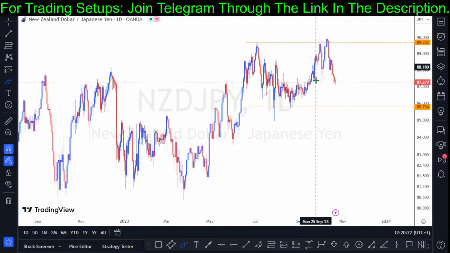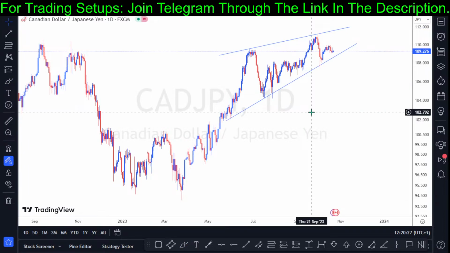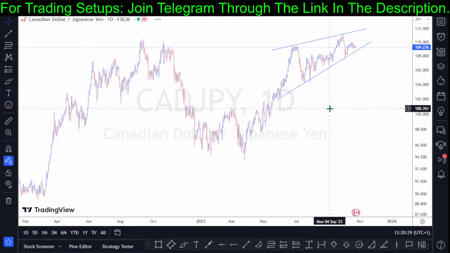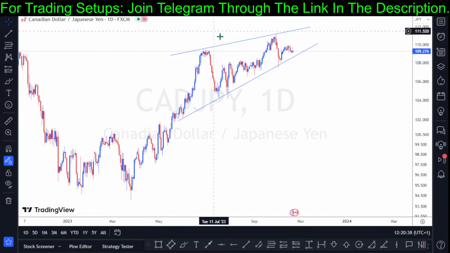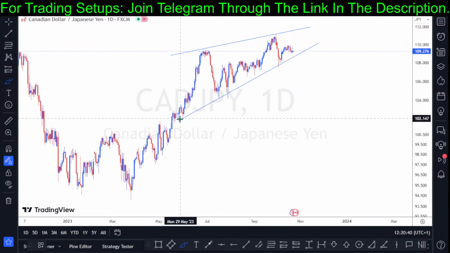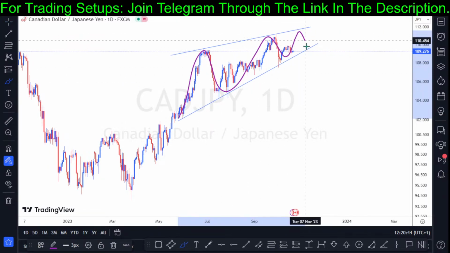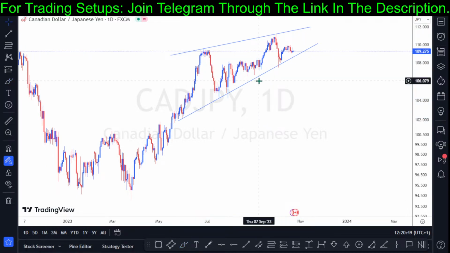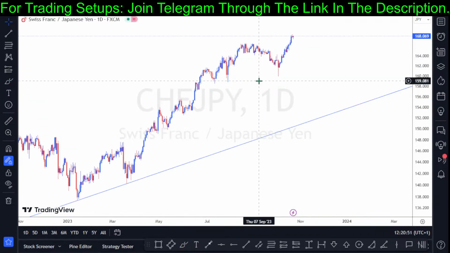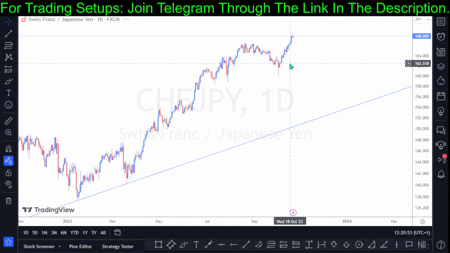So let's move to the other asset. We have the Canadian Japanese yen, and I have the Canadian Japanese yen on my watch list as well. I am looking out for a trade opportunity on this asset this week. We have a rising narrow wedge. You can see the transformation right from the swing right here all the way up. Let's see how price is going to react this week in this narrow wedge. The other asset right here is the Swiss Japanese yen, still in a bullish rally.